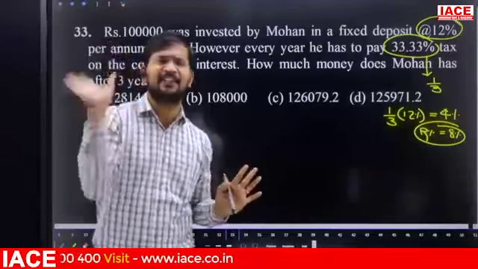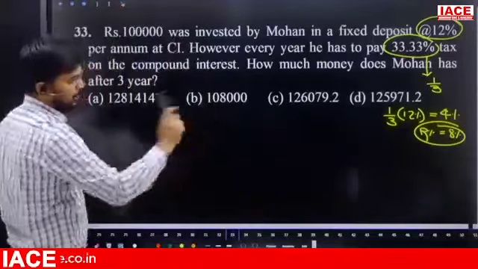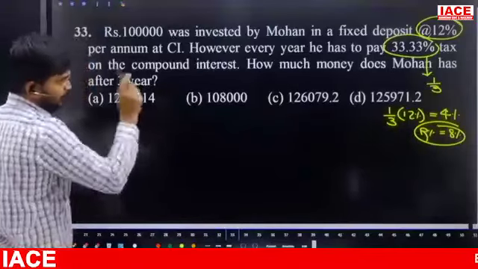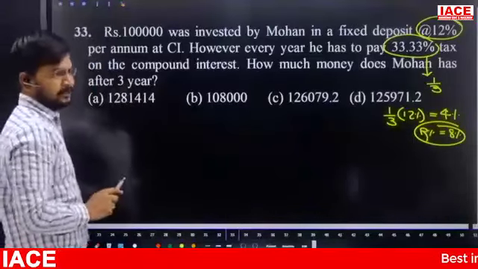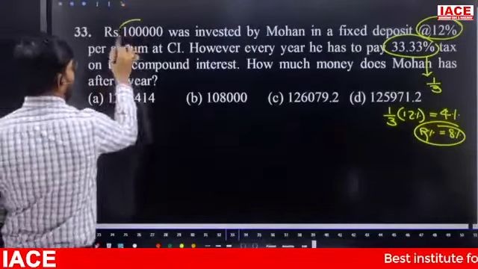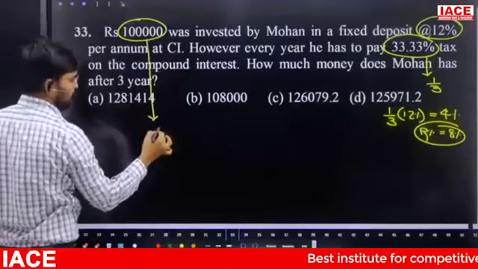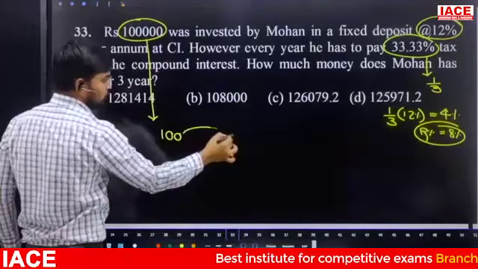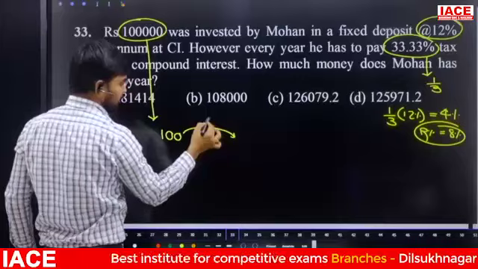Directly the rate of interest is 8%. So I have to take 8% as the rate of interest, not 12%, because I need to pay 4% tax. So here principal is what, 1 lakh. In place of 1 lakh, I am just going to take 100 rupees. So 8% of 100 rupees is 8.